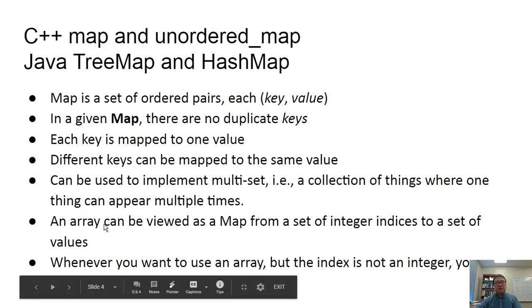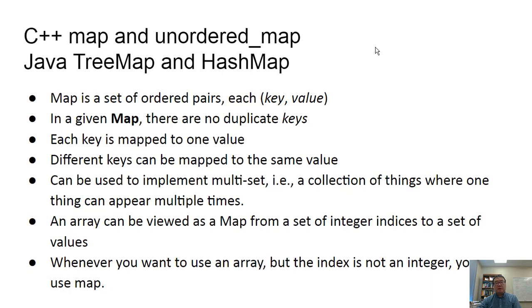So when we want to use a map where the set of indices are small integers, we typically just use an array because it's faster. It may require more space, but it's faster. So the trade-off is better.